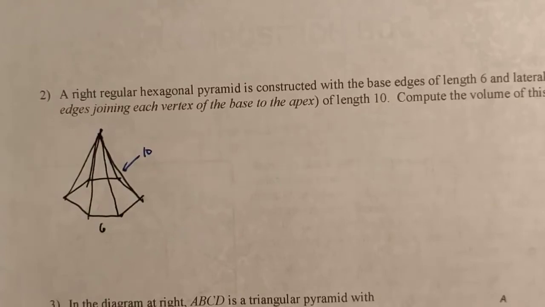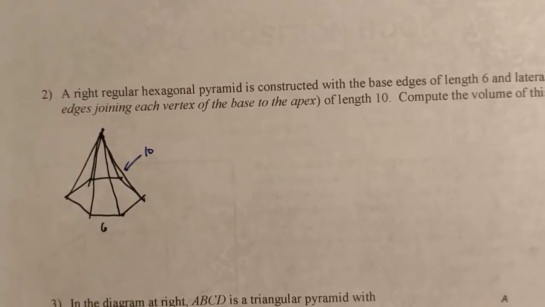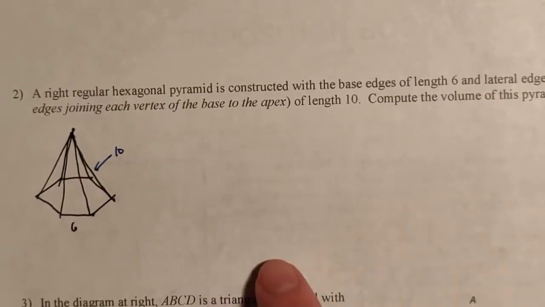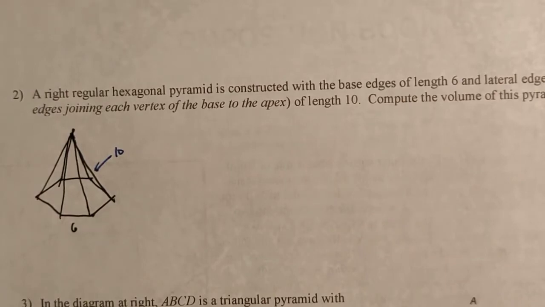All right, now we're going to take a look at the two problems on the handout here. We're looking at problems 2 and 3. So right now we have a right regular hexagonal pyramid. The base edges have length 6 and the lateral edges have length 10. We want to find the volume of the pyramid.